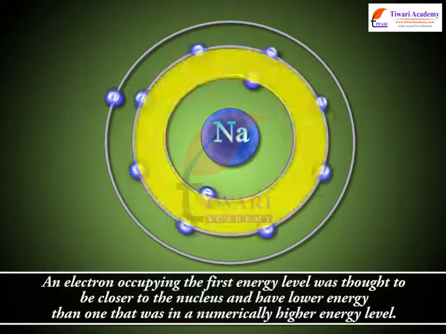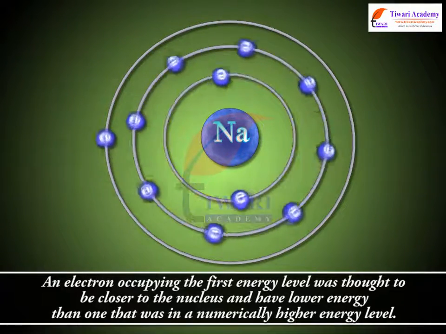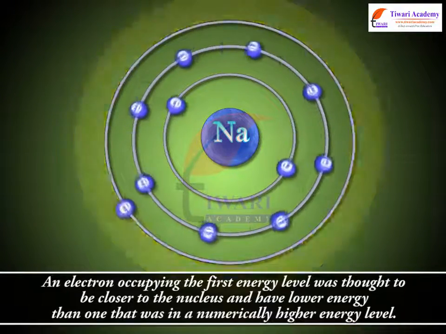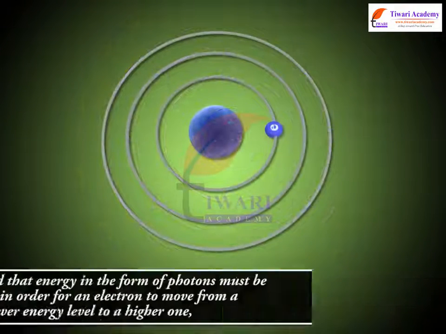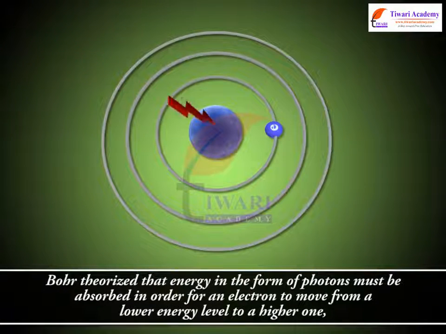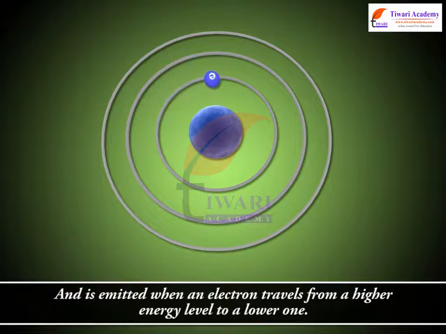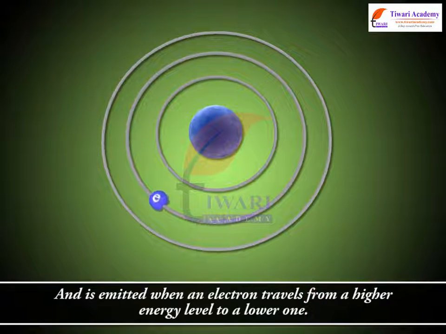An electron occupying the first energy level was thought to be closer to the nucleus and have lower energy than one that was in a numerically higher energy level. Bohr theorized that energy in the form of photons must be absorbed in order for an electron to move from a lower energy level to a higher one, and is emitted when an electron travels from a higher energy level to a lower one.